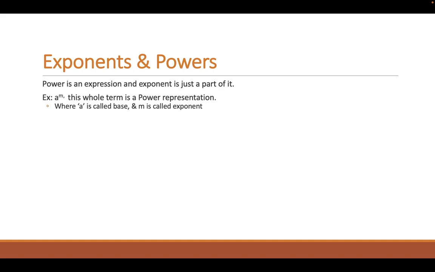This is the example. So this is the power, a to the power m. So this is an expression where exponent is just m, just a part of it. So this whole term is a power representation where a is called base and m is called exponent. So that clarifies it. Next, now we will know what are the properties and laws of exponents so that we can do some problem solving for our clarity.